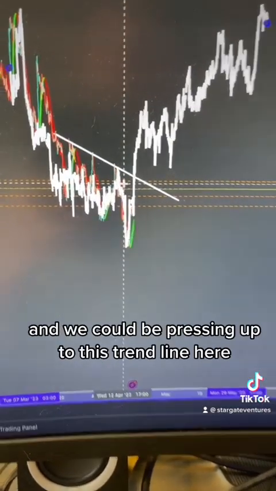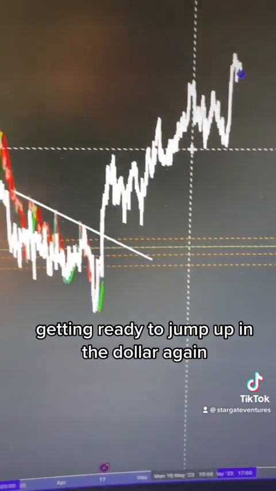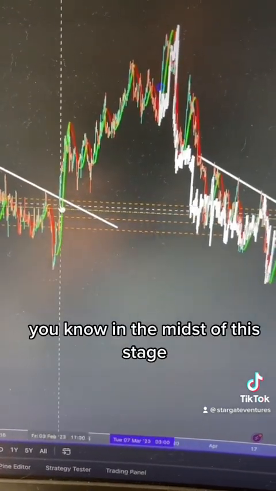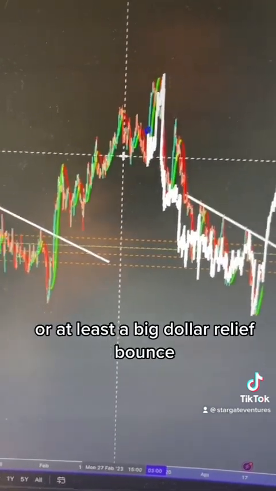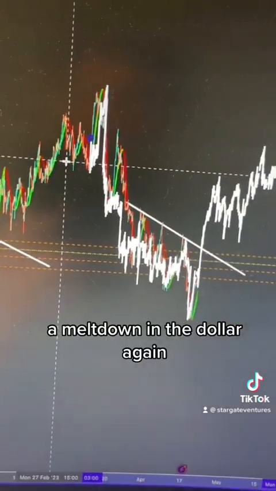And we could be pressing up to this trend line here, getting ready to jump up in the dollar again, just like we did back here. So we could be in the midst of this stage right before a big dollar move, or at least a big dollar relief bounce before ultimately a meltdown in the dollar again.